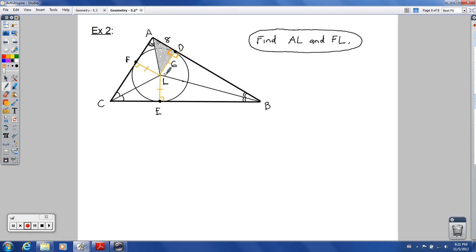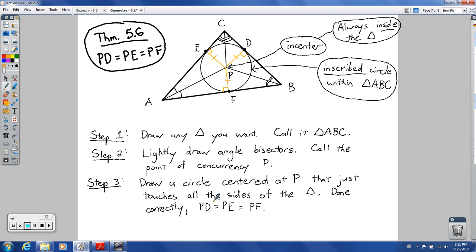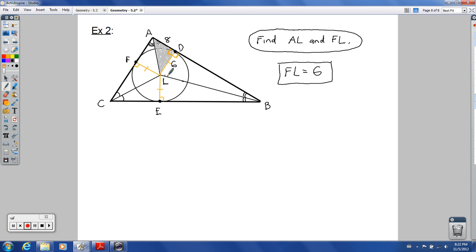And I can see that based on the picture, FL is really easy to figure out. So this is 6, and this is the same based on theorem 5.6. So I can tell you right away that FL equals 6. Why is that true? You look at theorem 5.6, it says it's true. So PD, PE, PF, all the same here. If you can draw that inscribed circle with angle bisectors, which is exactly what we've done here. We had angle bisectors and made our inscribed circle. That had to be the same. So to give a reason, put this next to that theorem. 5.6 is my reason for that.